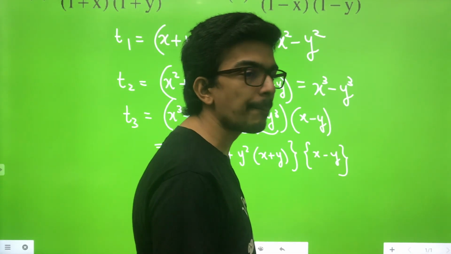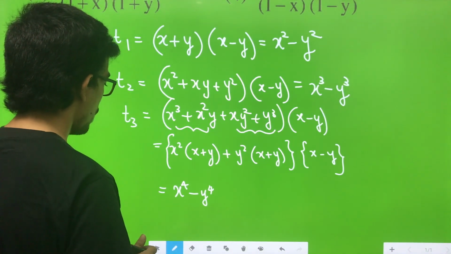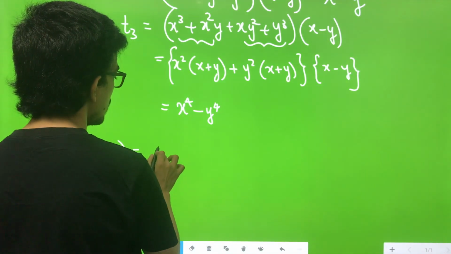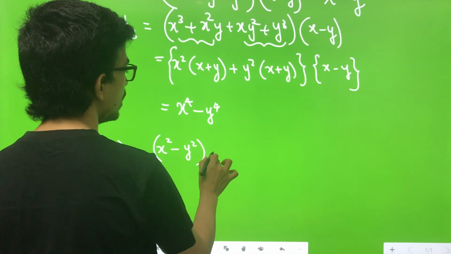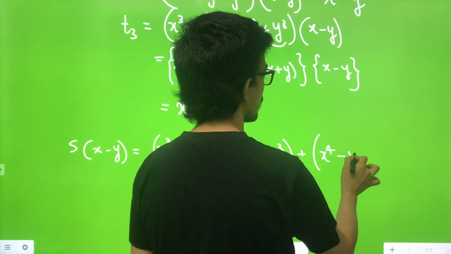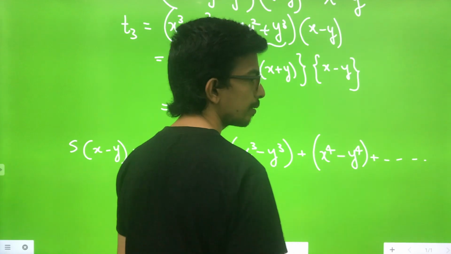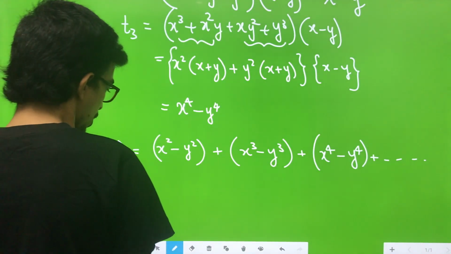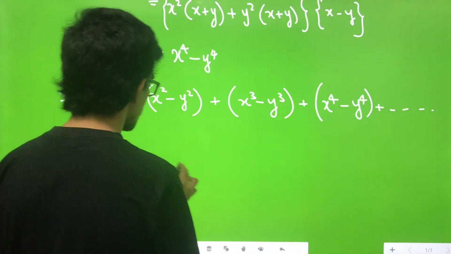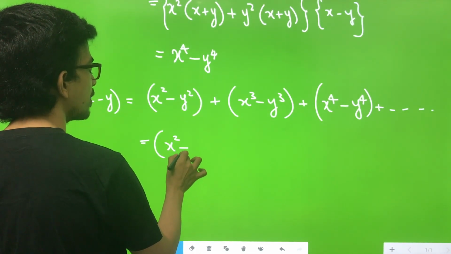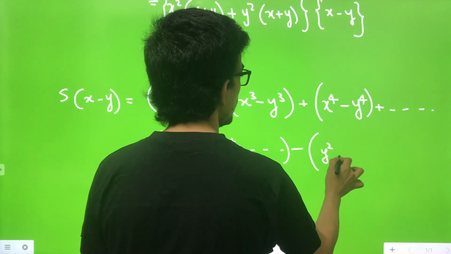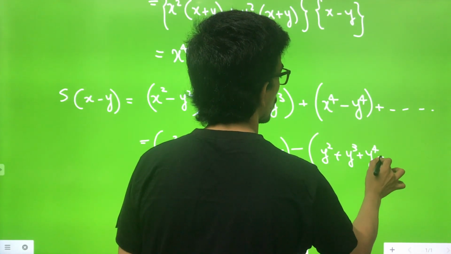Now, what really happened? When I multiplied my s with x minus y, the terms have a pattern now. The first term was x squared minus y squared. The second term was x cubed minus y cubed. The next term is x raised to 4 minus y raised to 4, and so on. So now you can observe that there are two GPs here. You can just combine the required terms. We have x squared, x cubed, x power 4, and so on, minus y squared plus y cubed, y power 4, and so on.